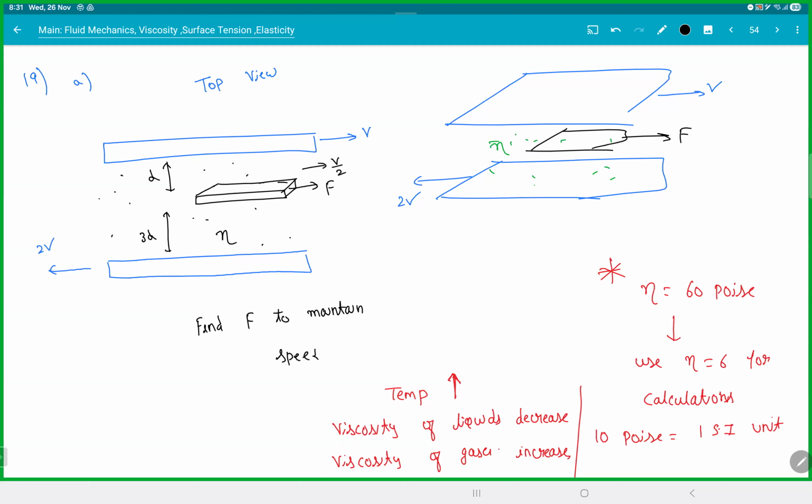Let's get this. Find the force required to maintain the speed of the plate which you're pulling in the middle. And others, do keep your cams on.